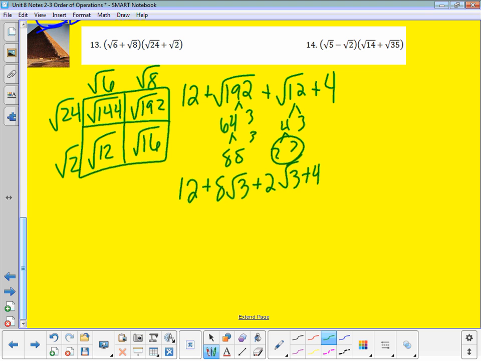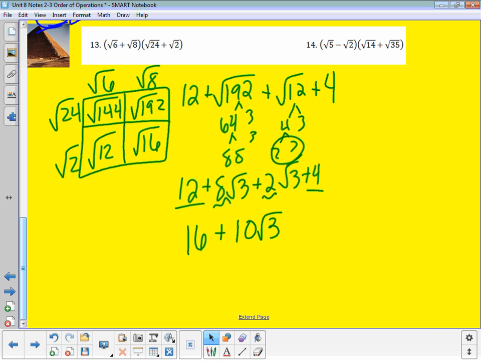Last but not least, we need to combine our like terms. So all I did there was simplify, and now I'm just adding things that have radicals. So notice I'm adding the things without radicals, and then separately I am adding the radicals. 12 plus 4 is 16. Okay, that was good. So I'm only adding things with radicals and things that are just numbers, okay?